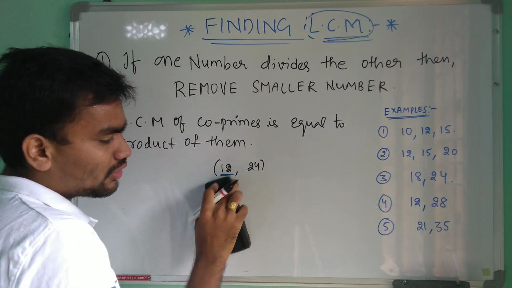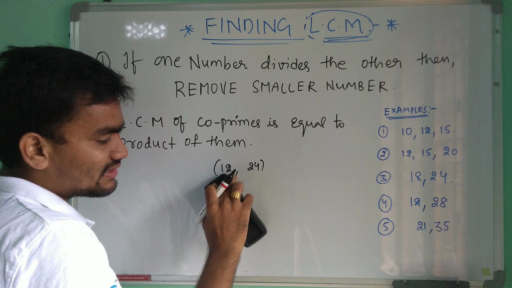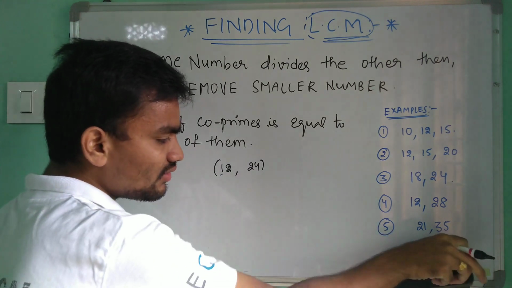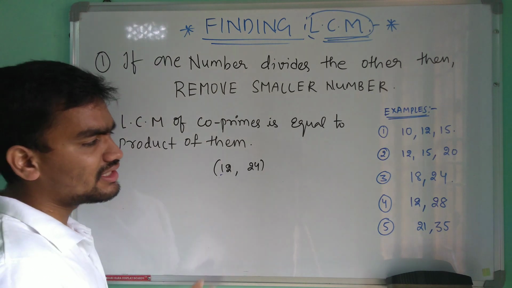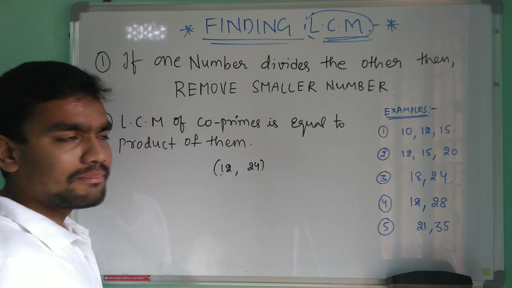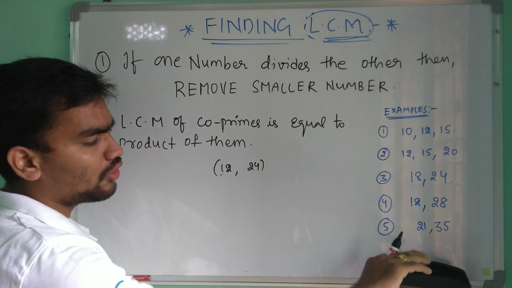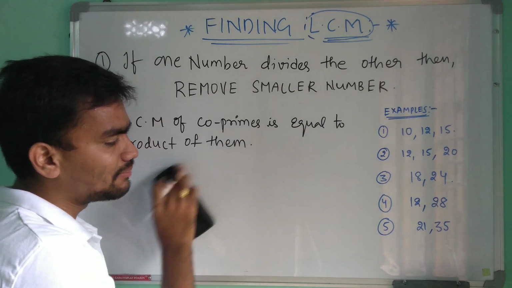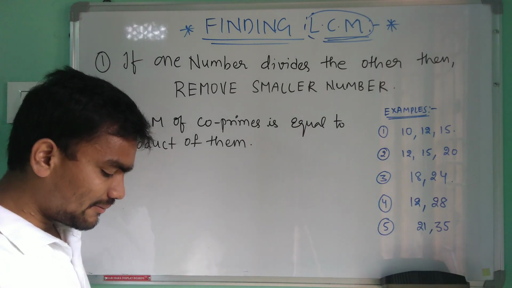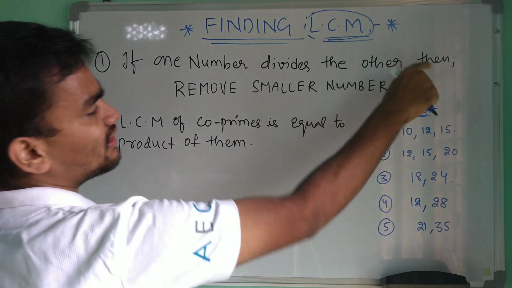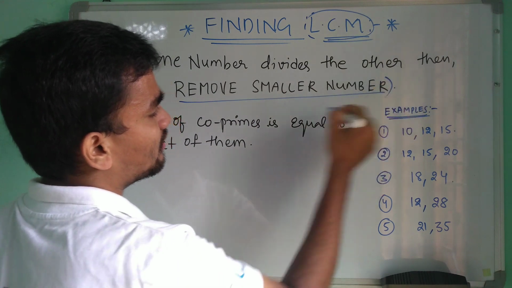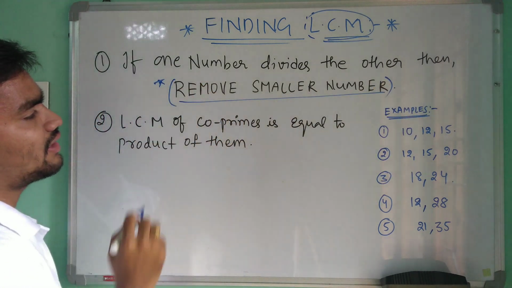But coming to competitive exams like GATE, IES, etc., if the situation arises where you have to find the LCM of two numbers, then following this procedure may consume or kill much time. So there are some tricks to be followed to find the LCM in a simple way. One should remember 2 points. If one number divides the other, then remove the smaller number. So this is one trick that you can follow.